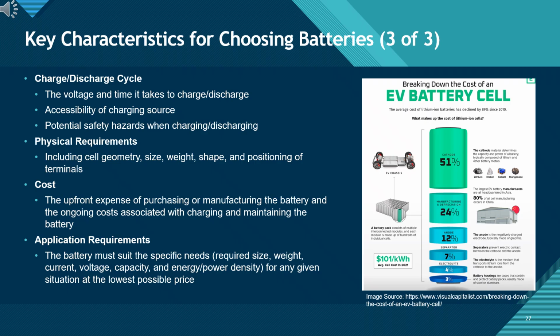The image on this slide breaks down what actually makes up the cost of an EV battery cell. You can see that the cathode alone accounts for more than half of the total cost, making it the single largest cost driver. The anode, separator, and electrolyte make up much smaller portions, while manufacturing accounts for about a quarter. This cost structure is a major reason why cathode chemistry and material prices are so influential in the EV market.